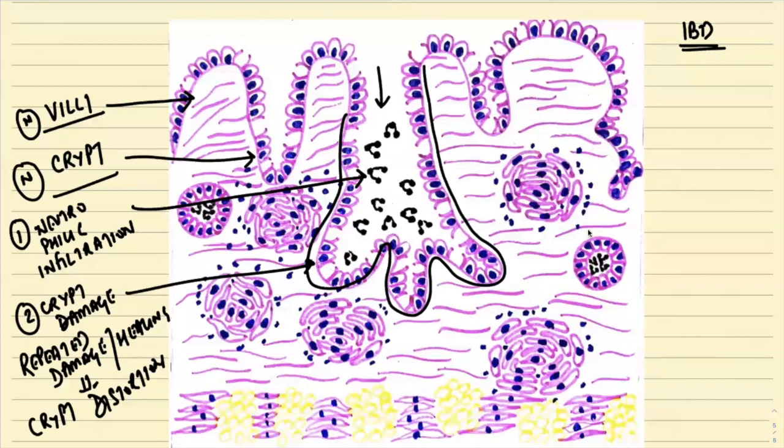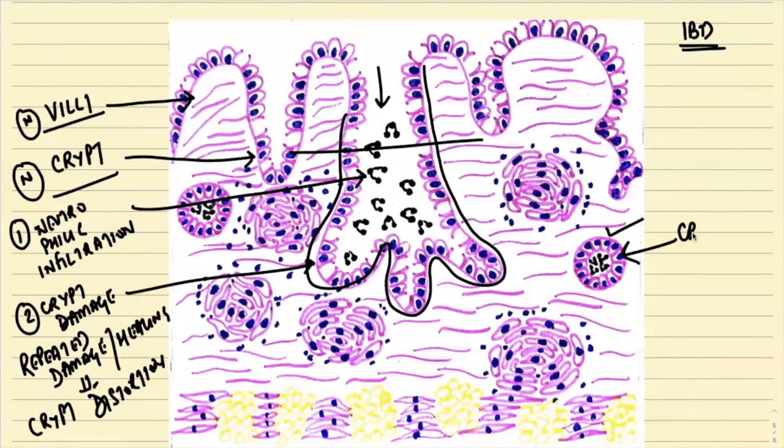Now, for example, this is also a crypt that I am showing you. Now this is that crypt. If the section has gone like this, the transverse section, then if you look from the top at the crypt, you are seeing that the crypt is containing the neutrophils. What is this structure called?